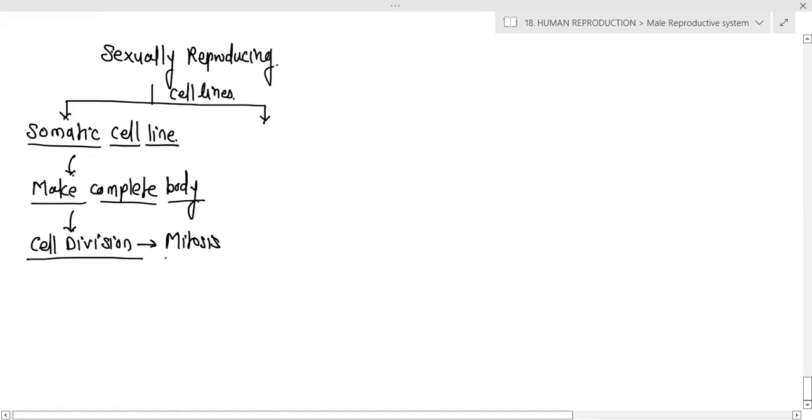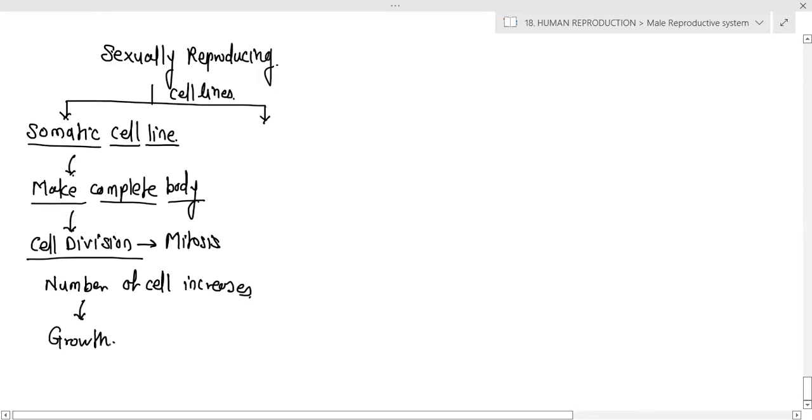Whenever mitosis happens, the number of cells increases, correct? Initially we start our life with a single cell called the zygote. Then one cell divides into two, two into four, four into eight, eight into 16, 16 into 32. Likewise, the number of cells goes on increasing. The number of cells increases, which means the size of the organism increases. Size of an organism increasing means it is growth. Agree?